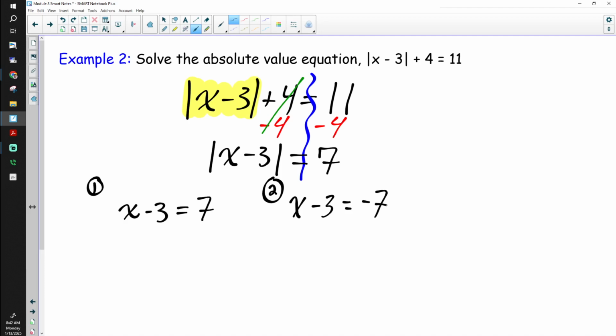And solve your 2 baby equations. Draw your waterfall. Solve your baby equations. What's nice too is when you solve your baby equations, you're going to be doing the same exact steps because the left side's the same for both of them. So step 3, solve.